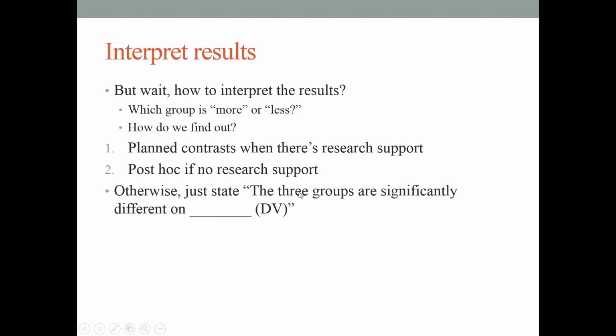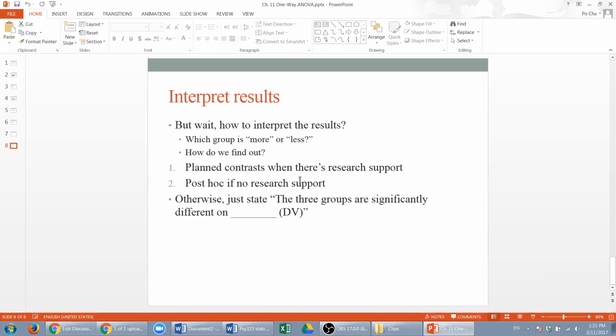Right, now of course, if you don't find something significant, in other words, if the F statistic is equal to one or less than one, right, it's not significant, then all you need to say is the three groups are not significantly different on, I don't know, final grades, eating pizza, whatever.